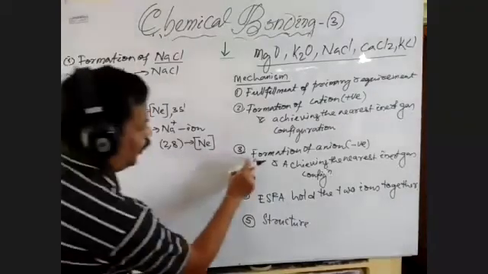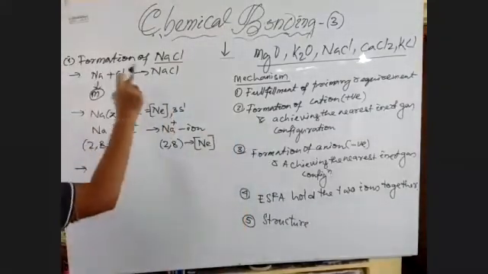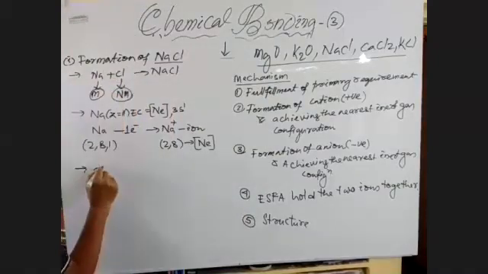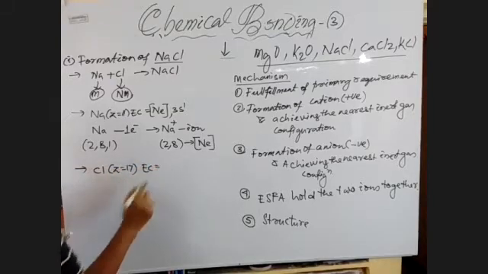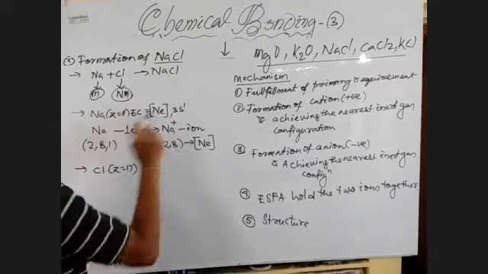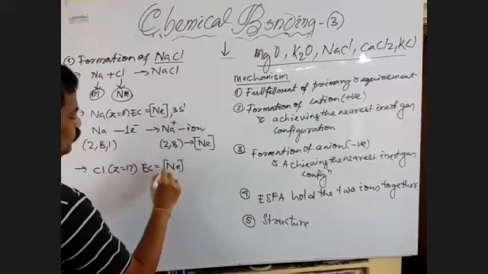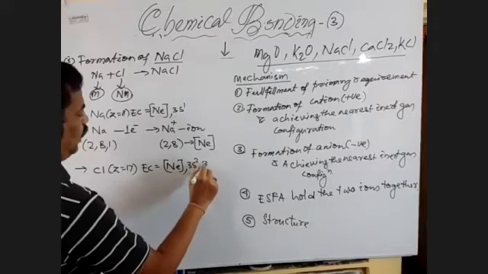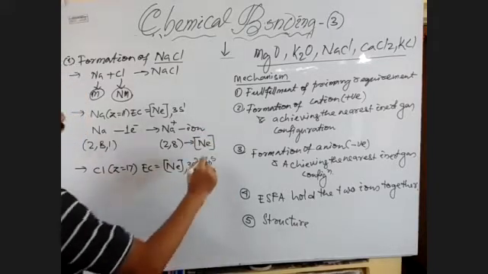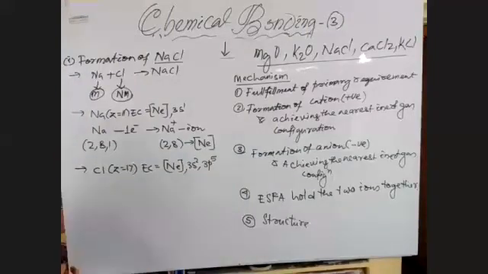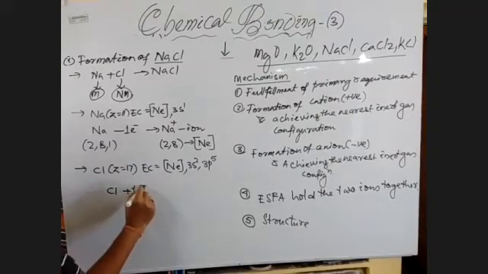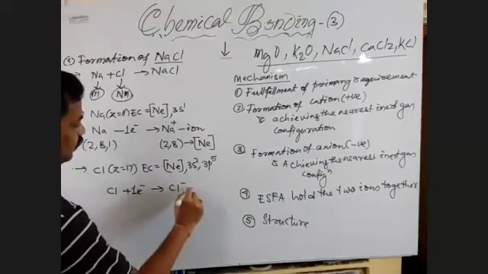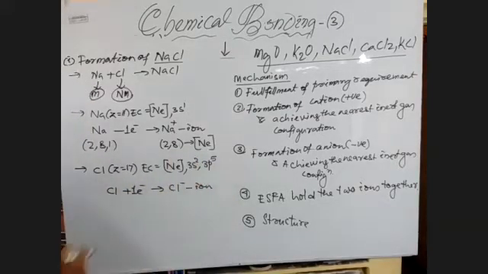Okay. The next point is the formation of anion. So who is going to form the anion? The chlorine. The atomic number is 17. The electronic configuration, I can write here, is neon 3s2 and 3p5. So it has 7 electrons in the outermost shell. That's why it gains only one electron. It has a tendency to gain one electron. So chlorine will gain one electron and form Cl- ion, which is our anion.